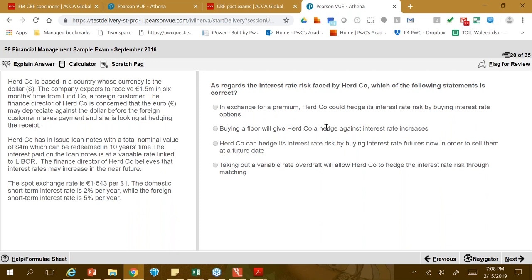Buying a floor will give Heard a hedge against interest rate increases. No, it's buying a cap which gives Heard a hedge against interest rate increases. So 2 is not right. Heard can hedge its interest rate risk by buying interest rate futures now in order to sell them in future. No, in borrowing scenarios we always sell the interest rate futures, so that's not right as well. Taking out a variable rate overdraft will allow Heard to hedge the interest rate risk through matching. No, it's not a relevant statement.